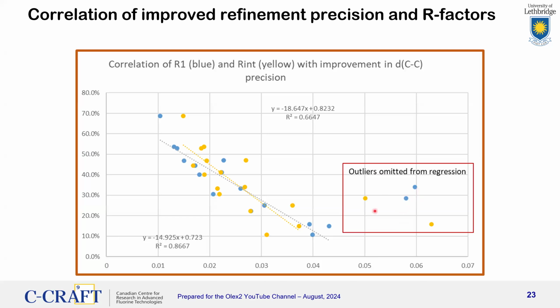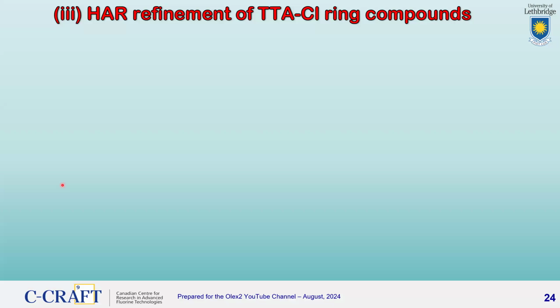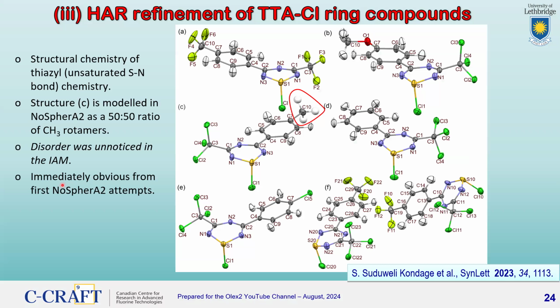So we don't know exactly why these R values are low, and they're different for the refined models than they are for the raw data. But whatever the cause may be, we are still getting significant improvement in bond precision using NoSpherA2, and none of them got worse. A totally different kind of chemistry are these thiazyl chloride compounds. These have relatively few hydrogens in them, but I want to draw your attention to this methyl group here. This methyl group is shown with isotropic hydrogens, and the reason it has those is because we refined this as a 2-part disorder model.